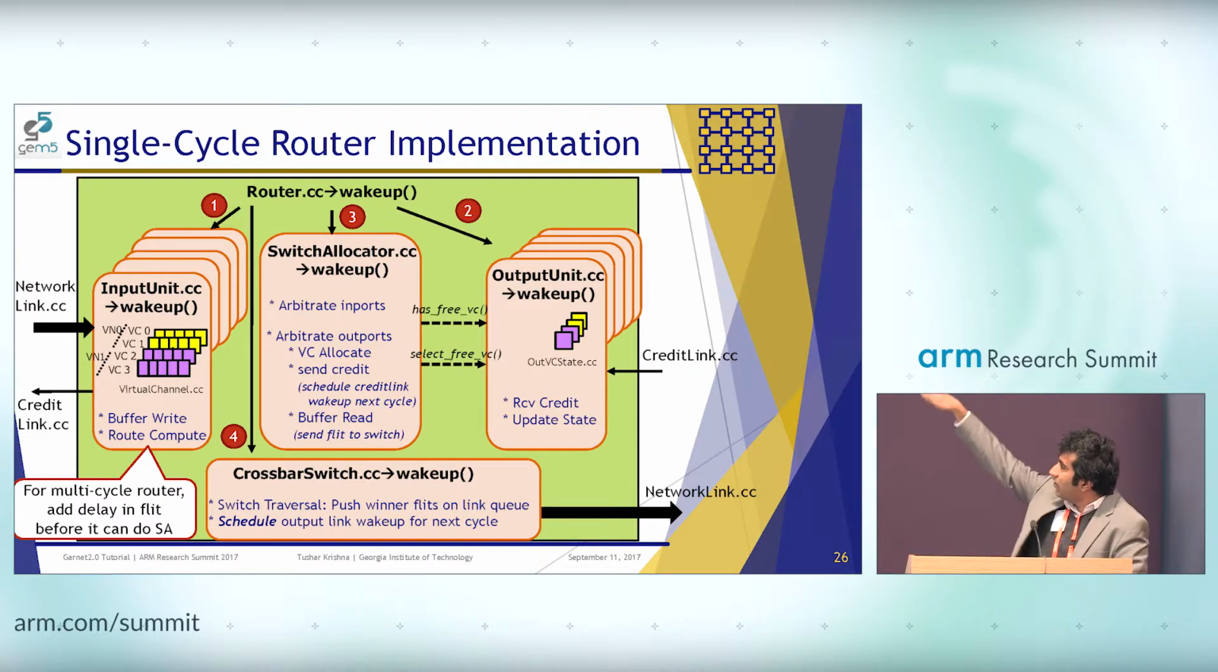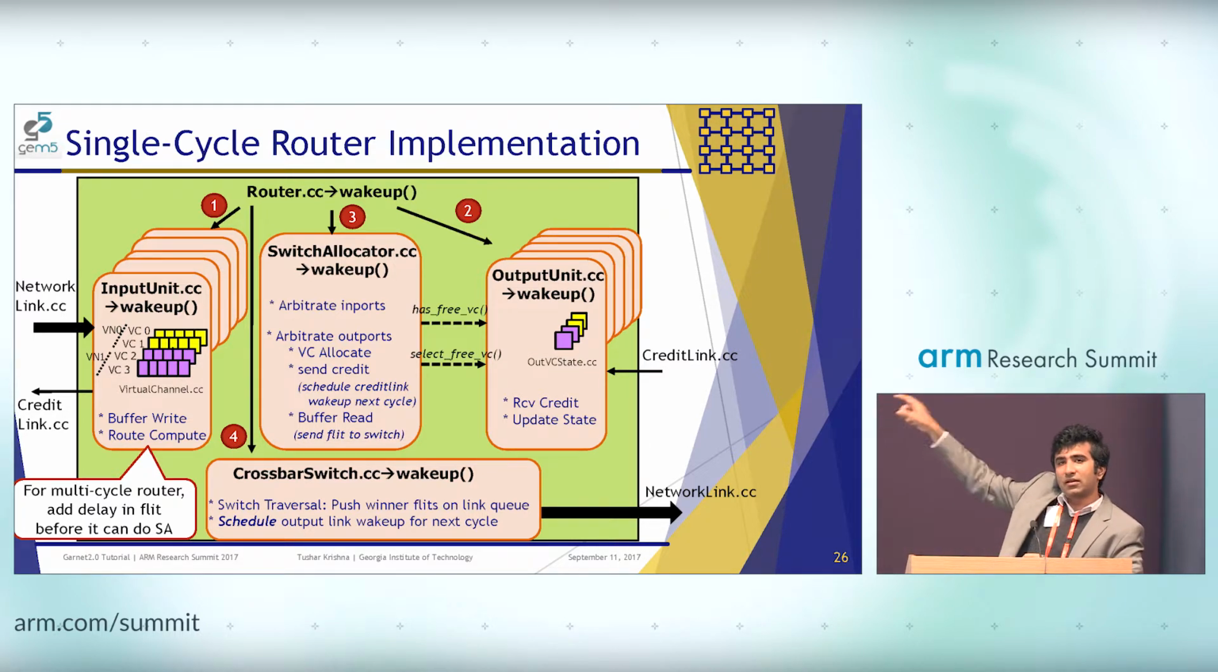This performs arbitration among these input buffers by making sure that only those VCs that have free VCs at the next router can actually go forward. So you have interaction between the switch allocator and output unit here. Then you actually select a VC for the next router, send a credit, read the flit out. And finally, you wake up the switch, which will then push the winning flits onto the link queue and schedule the output link wake up for the next cycle.